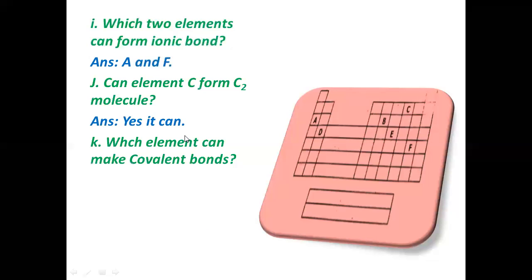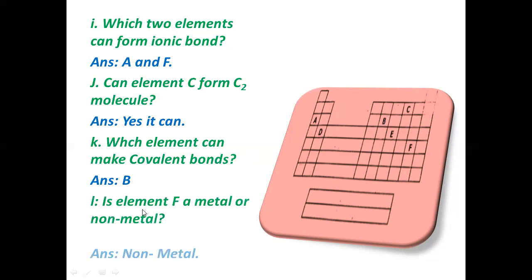Which element can make a covalent bond? B can make a covalent bond because B is a non-metal, like group number 4, carbon, silicon. So silicon can make a covalent bond by making a bond with oxygen. Is element F a metal or non-metal? F is a non-metal because all the elements present on the right side are non-metals.